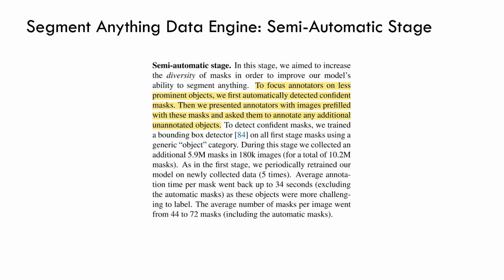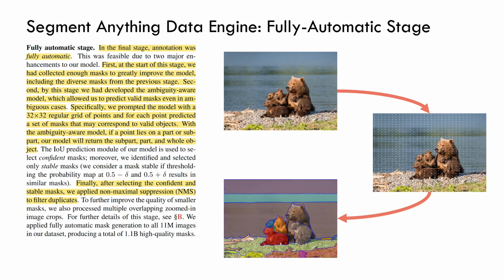That is, some of the masks were already generated by the model, which was trained on the manually generated masks, and then the operators only had to adjust these masks and annotate any additional objects that were missed by the model. This created even more samples, and they trained the model on these samples. Then finally they created the fully automatic stage. In this fully automatic stage, there is no operator. The model is building the dataset by itself.